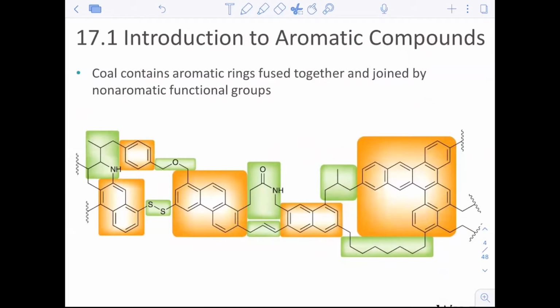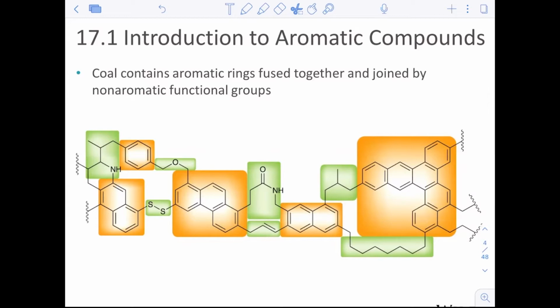Coal actually contains aromatic compounds. This is a picture design of what we believe the complex molecule of coal could look like. And what is important about coal is when it is burned, why we think it looks like this, where there's a joining of non-aromatic and aromatic rings fused together, is because we find all of these in the actual output of the burning of coal.